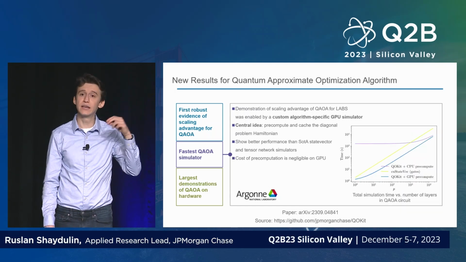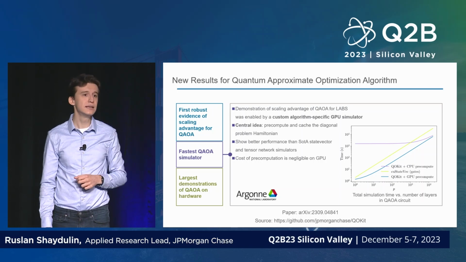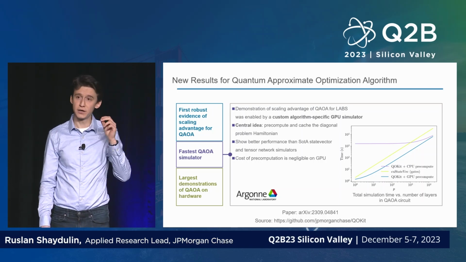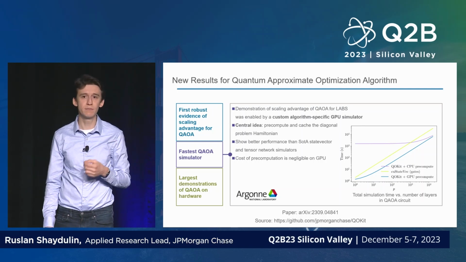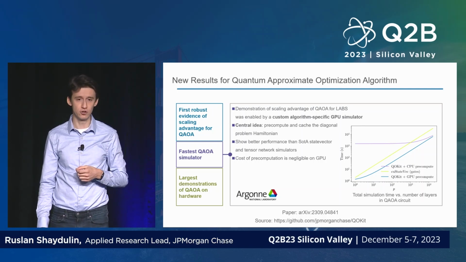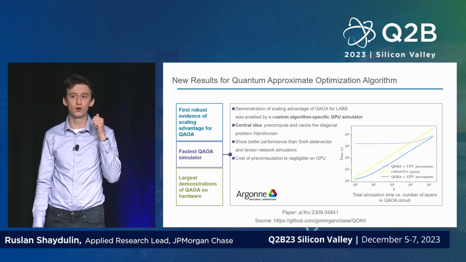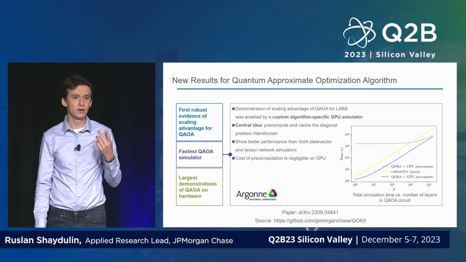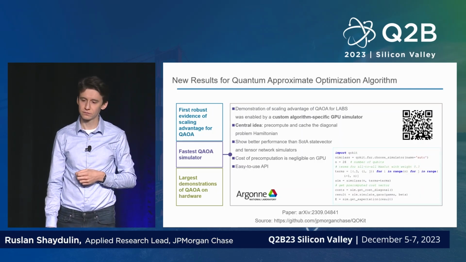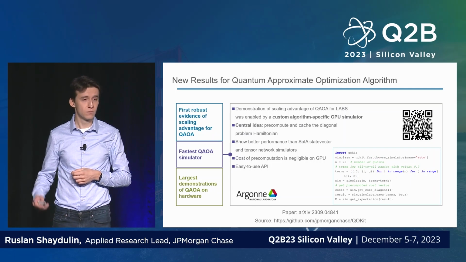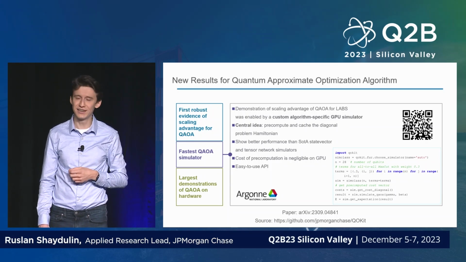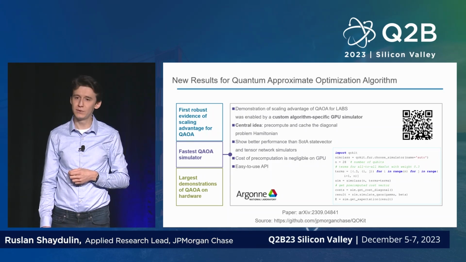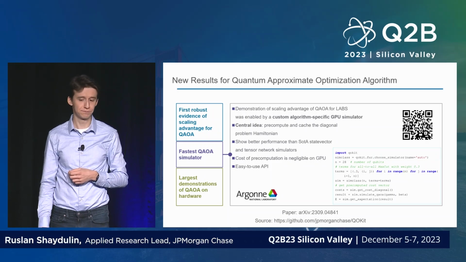Moreover, the cost of the initial precomputation step is negligible, because the precomputation is embarrassingly parallel. You're just evaluating your objective on exponentially many inputs, so it's very easy to map onto GPU. So even if you're doing only one evaluation of QAOA, it's already beneficial. This simulator, which was developed in collaboration with Argonne National Lab, is now open source. It provides what we like to think is an easy-to-use API, and we highly encourage you to check it out.